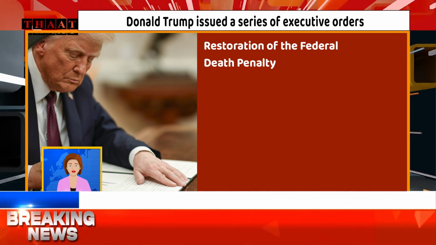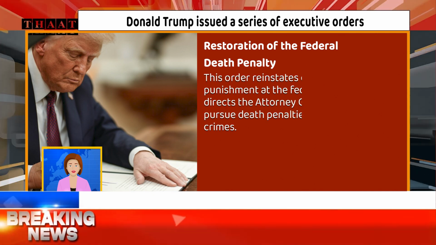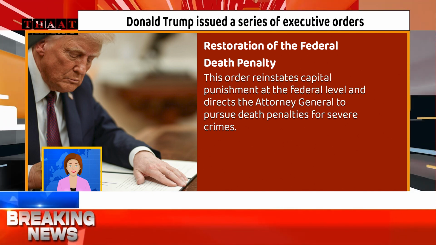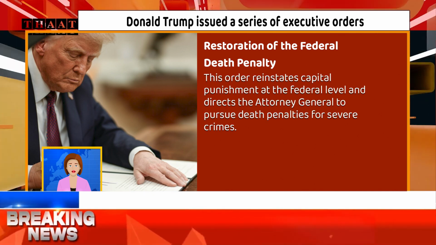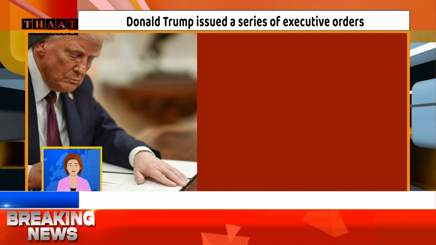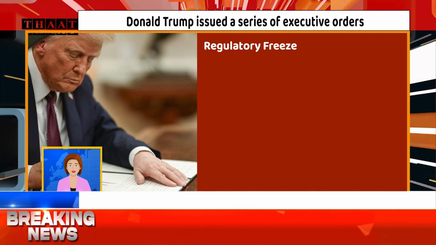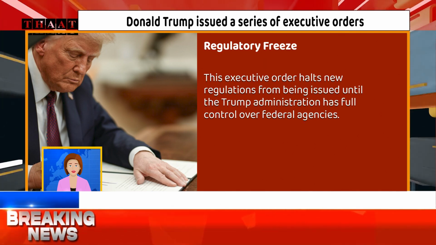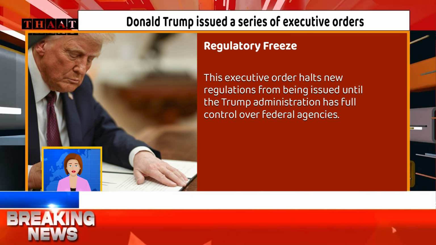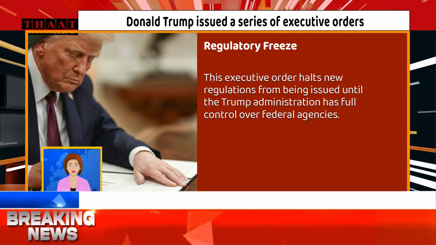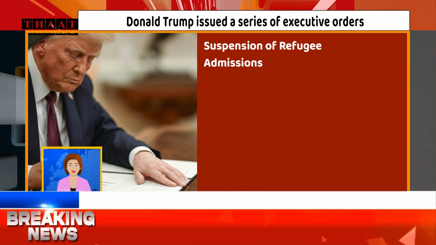4. Restoration of the federal death penalty. This order reinstates capital punishment at the federal level and directs the Attorney General to pursue death penalties for severe crimes. 5. Regulatory freeze. This executive order halts new regulations from being issued until the Trump administration has full control over federal agencies. 6. Suspension of refugee admissions.